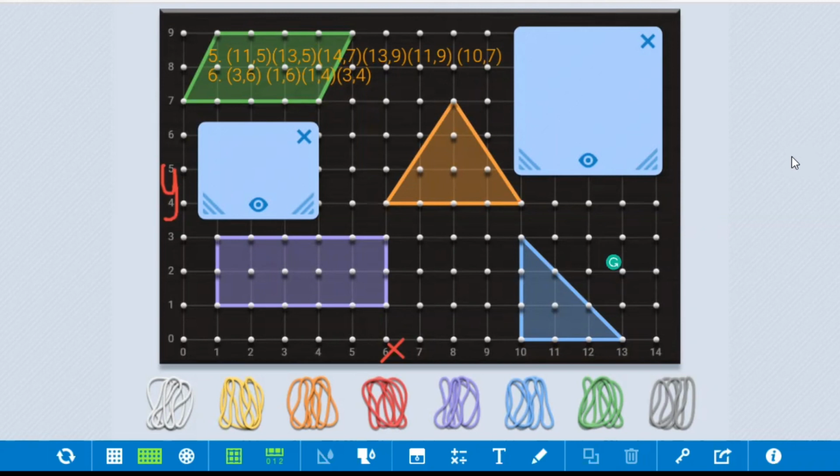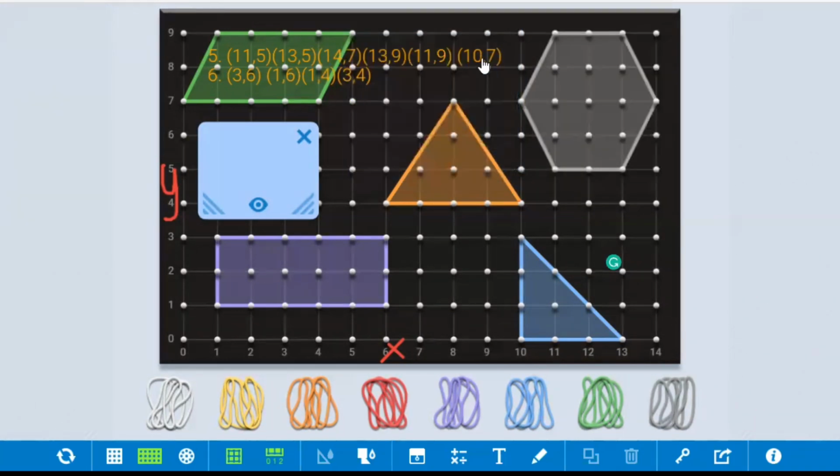As we can see, number 5 had 6 points to plot. Can we think of a shape that maybe has 6 points and 6 sides? If you are thinking hexagon, you are correct. Check your answers. Make sure that your picture looks like this. We made a hexagon with 6 sides and 6 points.